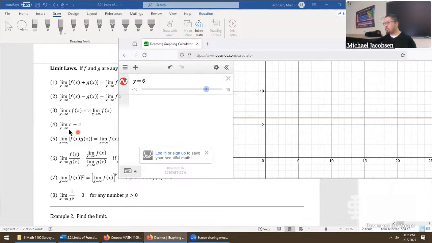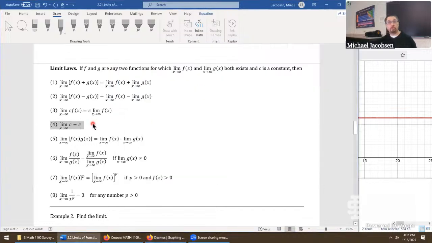Then the limit of this, as you go to either positive infinity or negative infinity, it's just going to be... I said y equals 5. Looks like it's y equals 6. It's just going to be 6 because that's the output all the time. So some of these things are just showing us what we would expect to see with limits.